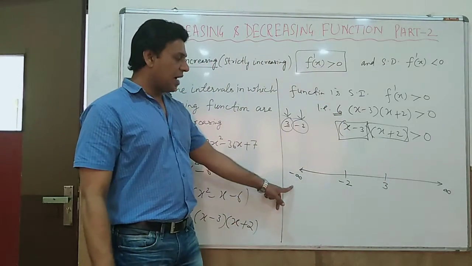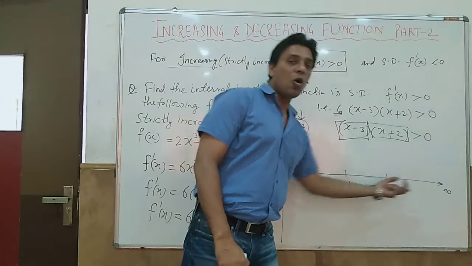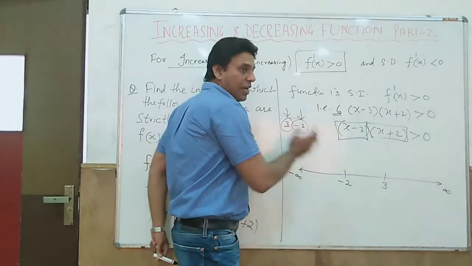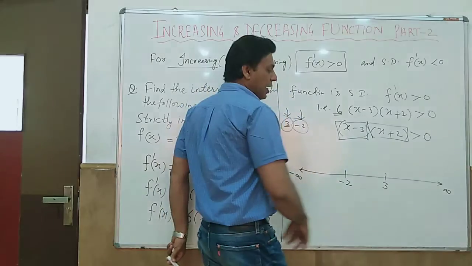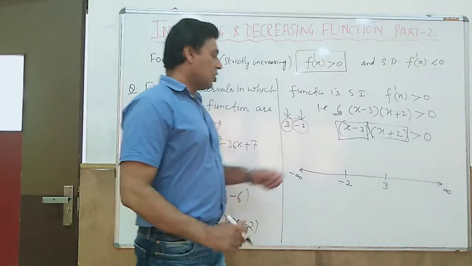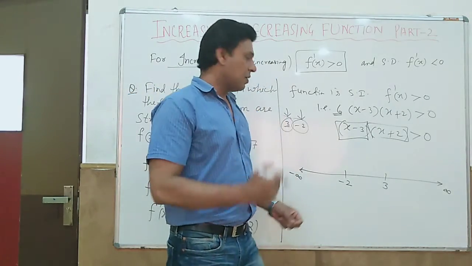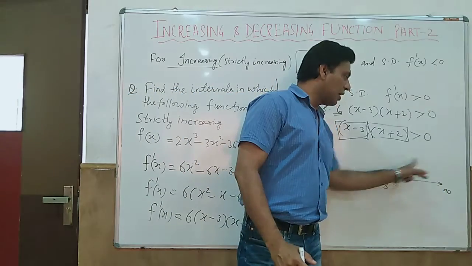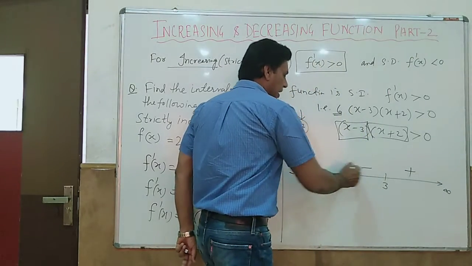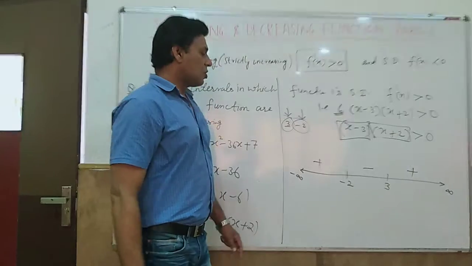Now we have divided the whole real line into three portions: minus infinity to minus 2, then minus 2 to 3, and 3 to infinity. Now what is the procedure? You have to choose the sign. This is the rightmost interval, so start from the positive sign, then negative, then positive.